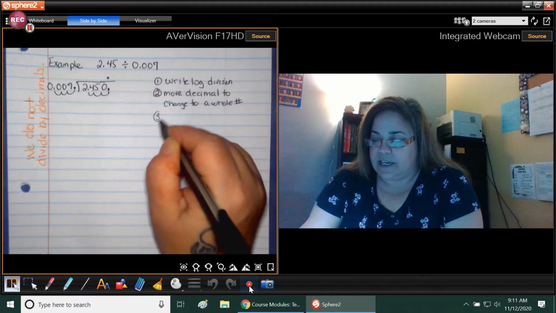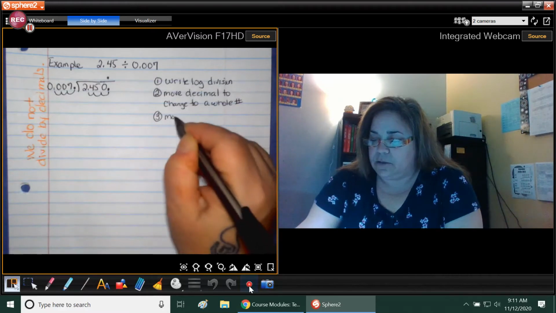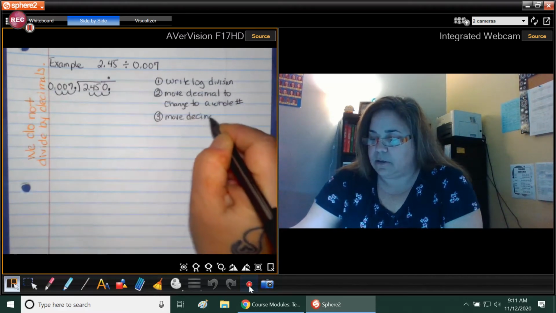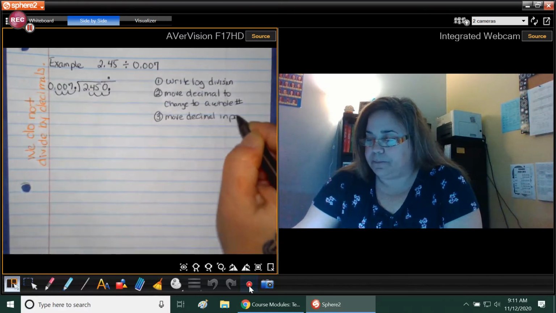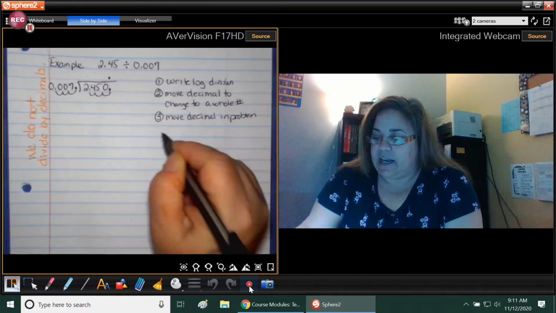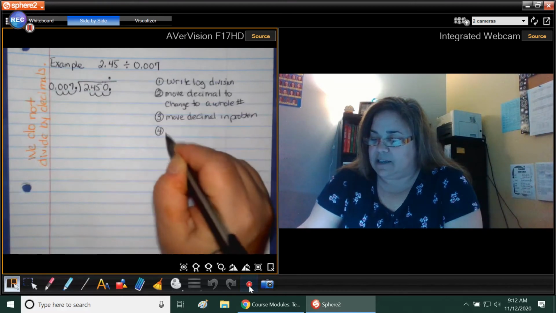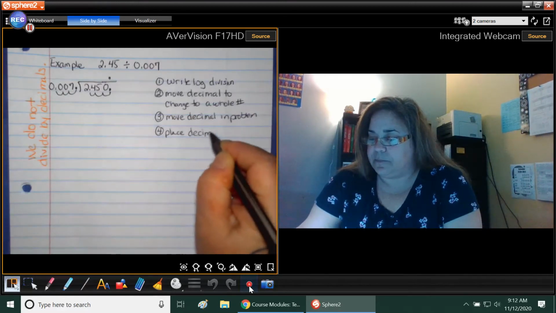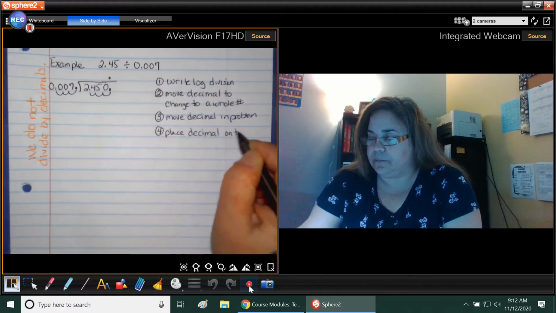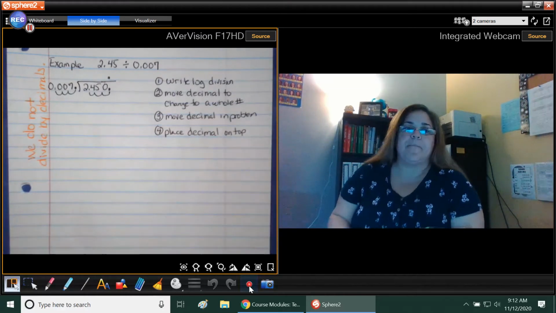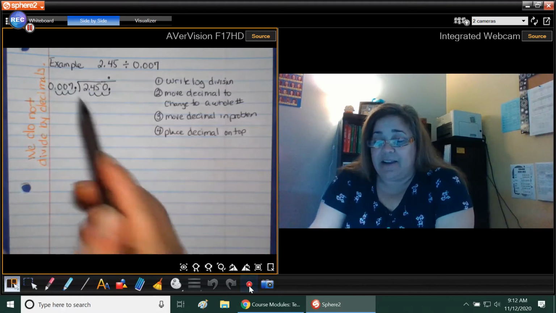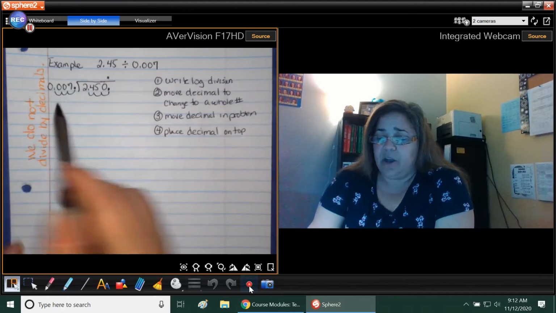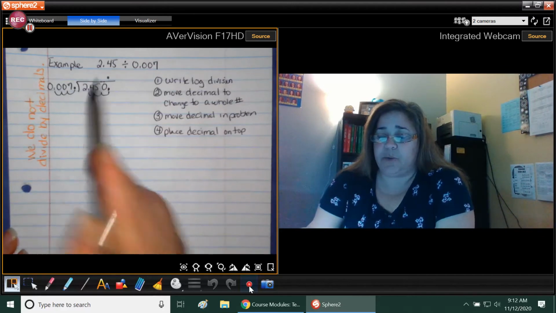So step 3 is move decimal in problem, and now place decimal on top. Okay? Now I simply divide. I don't have to worry about all those zeros because they don't mean anything anymore. So it's just 7 divided into 24.